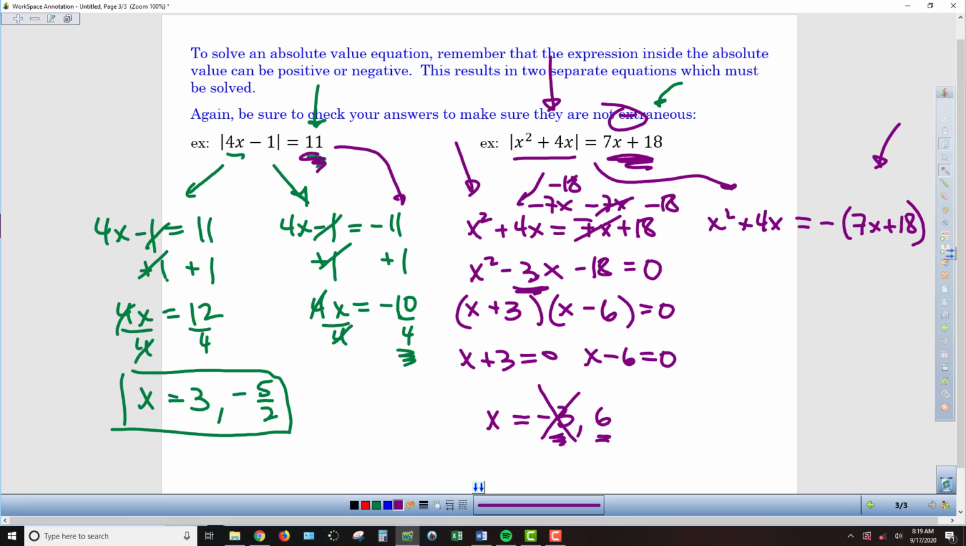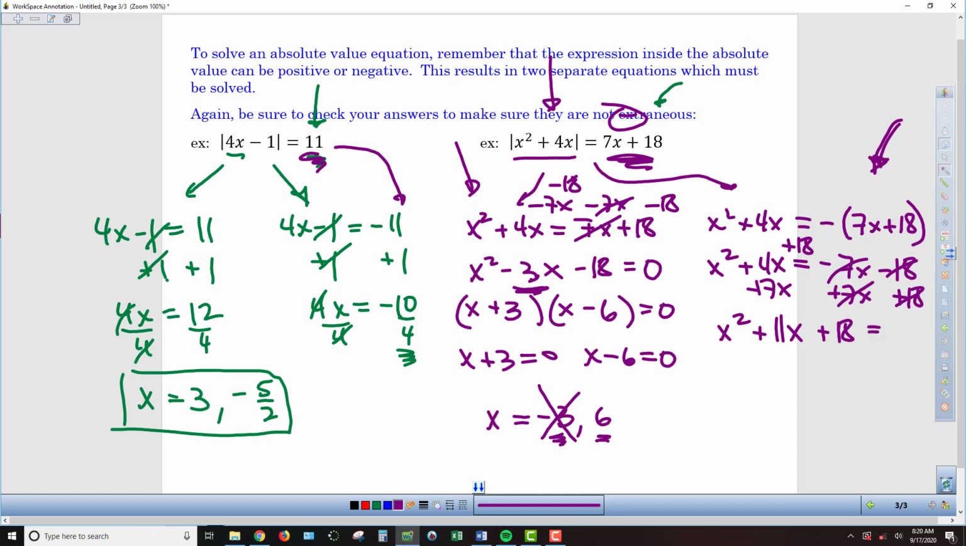So now we've got to solve the other version of the equation, where we set the absolute value equal to the opposite. So again, we've got x squared plus 4x. I'm going to distribute the negative here, so we've got minus 7x and minus 18. I'm going to port everything over. I'm going to add 7x to both sides. I'm going to add 18 to both sides. So all of this is gone. So we've got x squared, 7x plus 4x is 11x, plus the 18 equals 0.